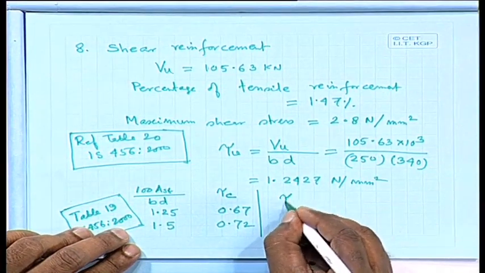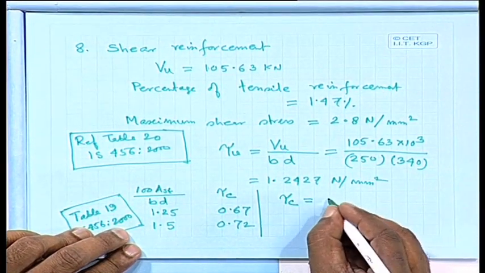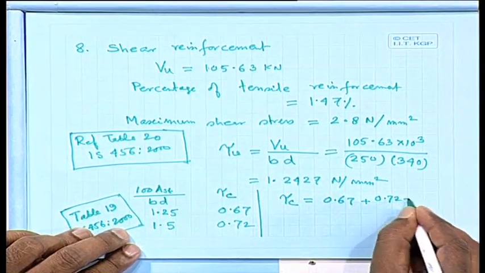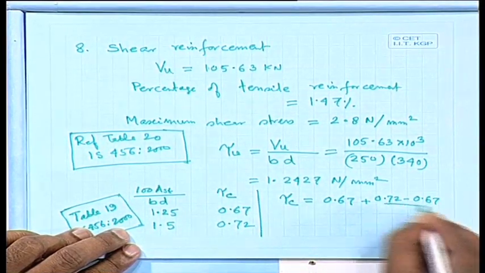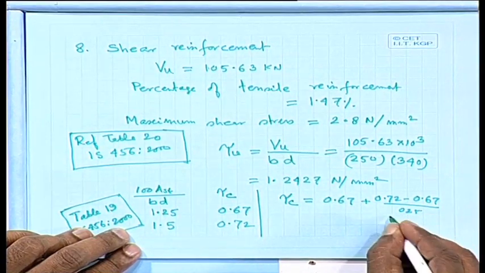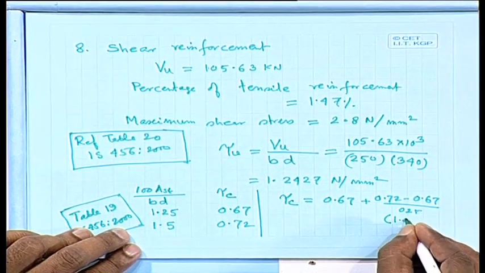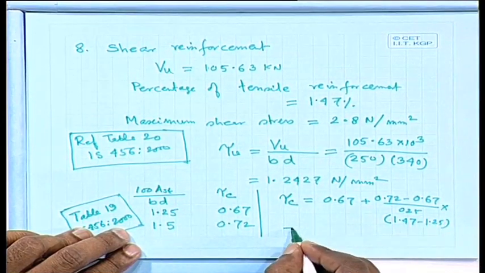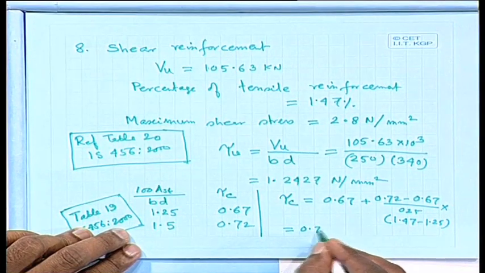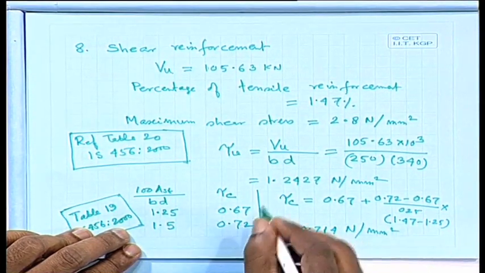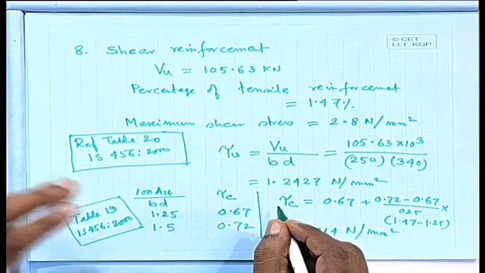So, tau C you will take linearly, equal to 0.67 plus (0.72 minus 0.67) by 0.25 times (1.47 minus 1.25), which comes as 0.714 Newton per square millimeter. So, this is the tau C which will be taken care of by concrete.